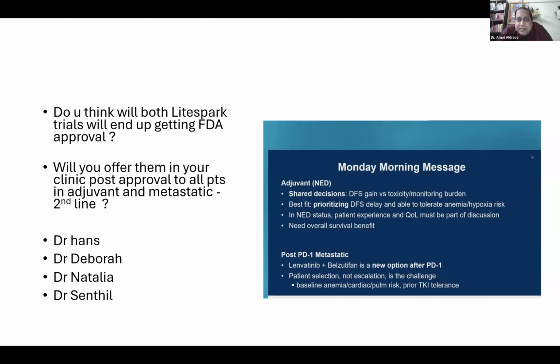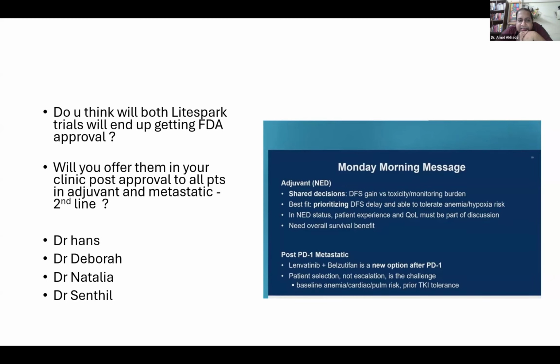Dr. Senthil? Yeah, I agree, Amol, that though there isn't an overall survival benefit yet, it's very difficult to show overall survival benefit for kidney cancers in the metastatic setting because some patients go on from one TKI to the other to the other. So I think the data that we are seeing in terms of response and duration of response is quite impressive. And if available and our patients can access it, certainly it's one of the options.